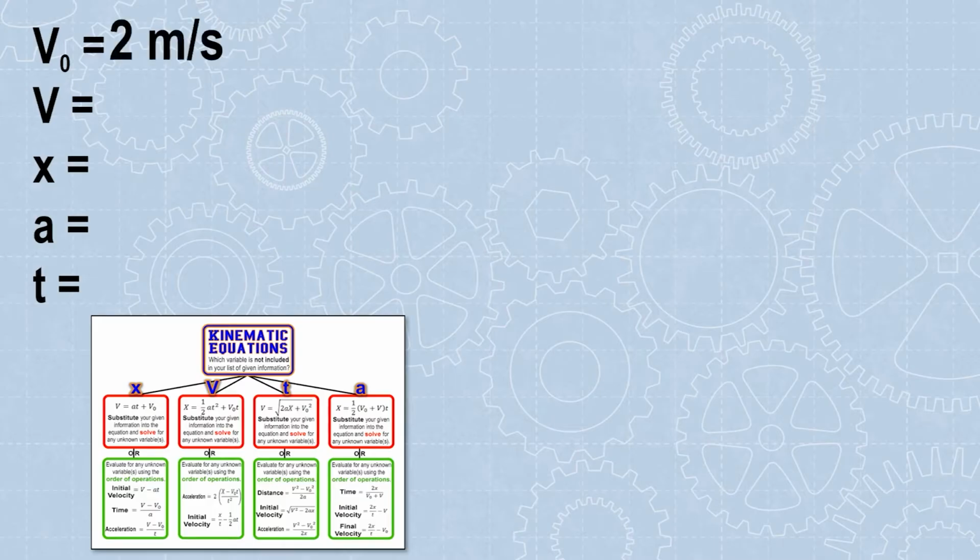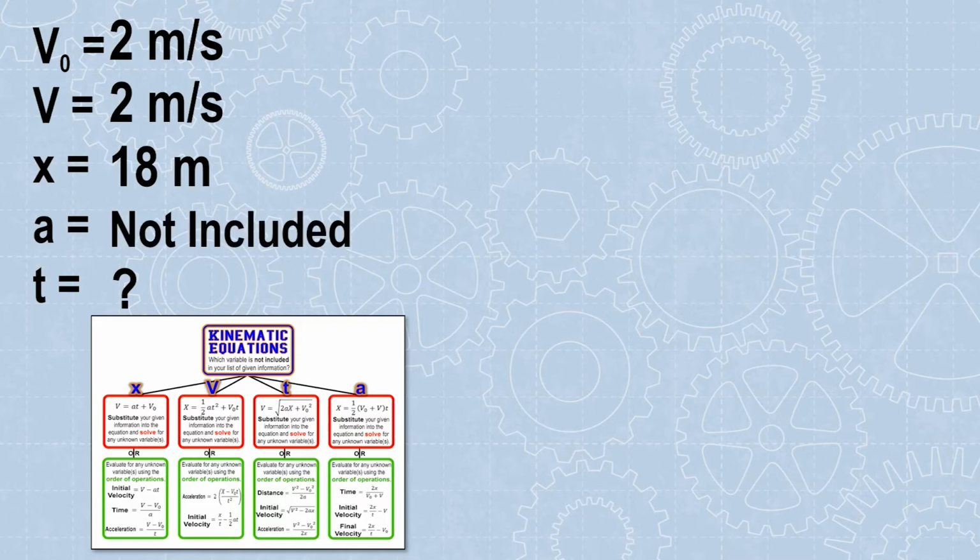If you're walking at a constant velocity of 2 meters per second, your initial and final velocities are exactly the same. You travel for 18 meters. And you want to know how long it takes you to travel that far. We need three given pieces of information, an unknown variable. This is usually what the question is asking for. How long did it take to travel this far? That fifth variable is not included.